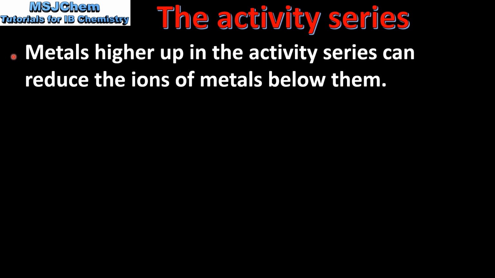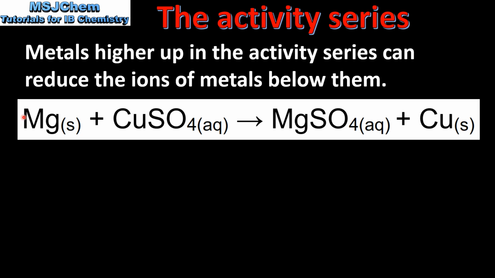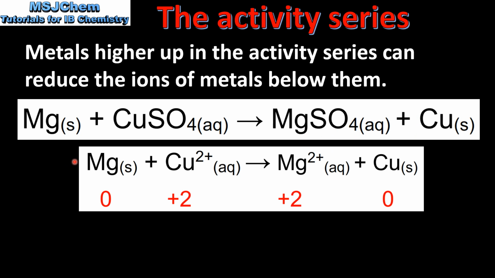Metals higher up in the activity series can reduce the ions of metals below them. In this reaction, magnesium is reacting with aqueous copper sulfate to form magnesium sulfate and copper. Here we have the net ionic equation for the reaction.